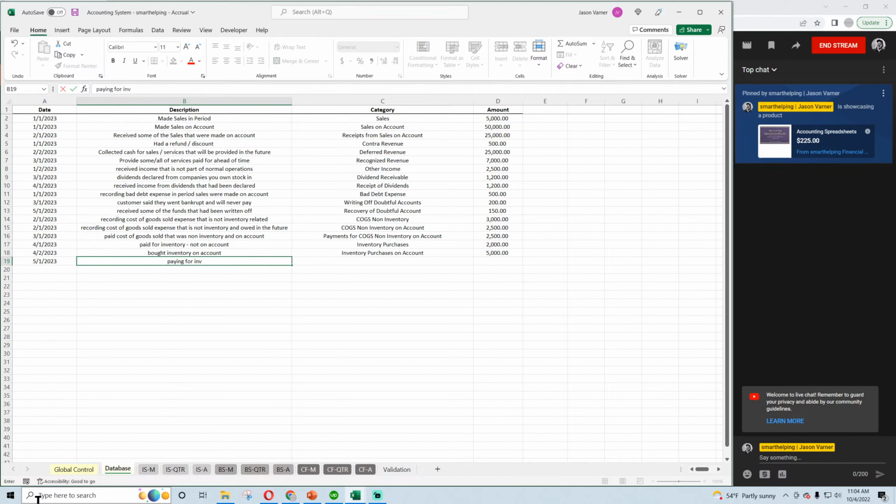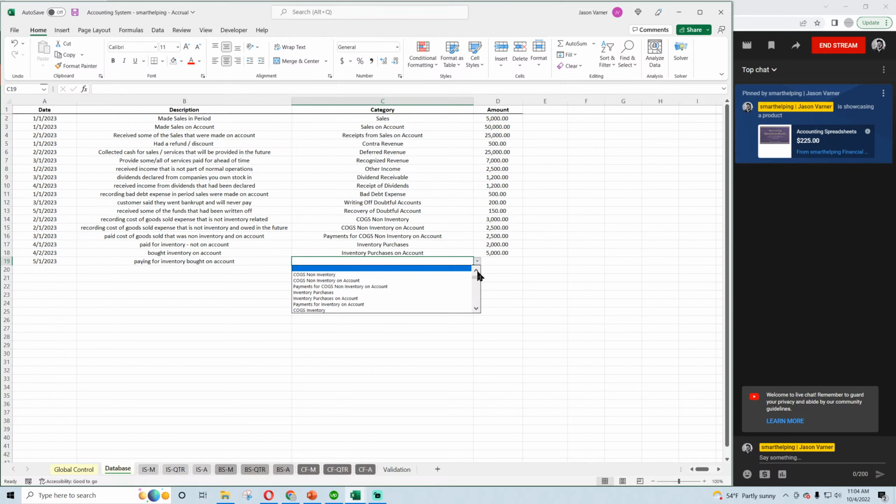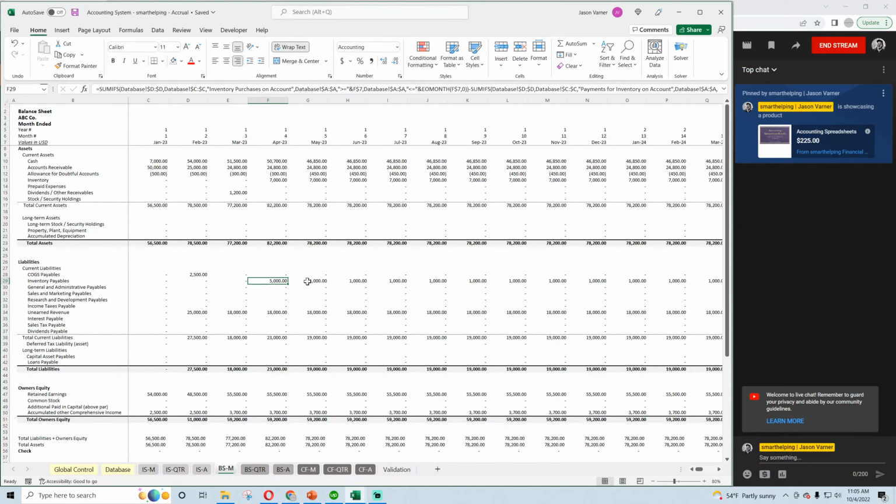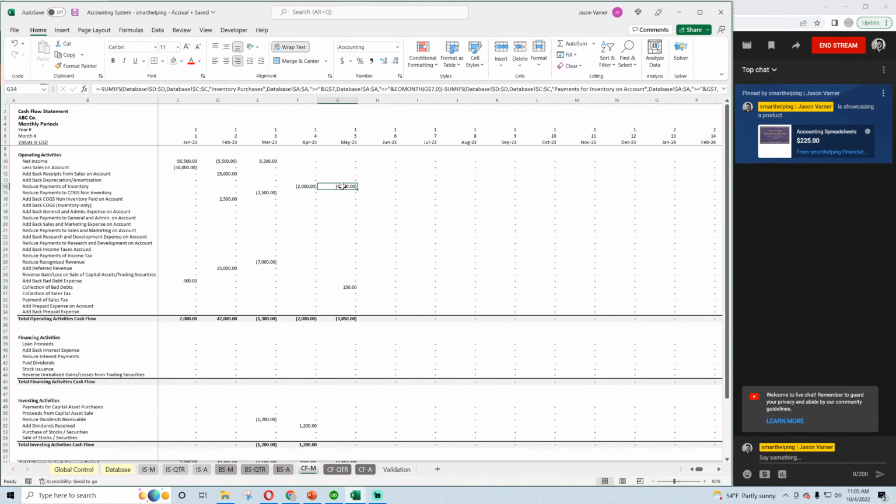Now let's say in May, paying for inventory bought on account. We just go to the next thing down and we say payments for inventory on account. Let's say we paid it all, or maybe 4,000 of it. So again, that's not an income statement item. Balance sheet though, it reduces the payable. Cash goes down. Here on the cash flow, you can see this is when we're reducing that payment made. So cash goes down, liability goes down.